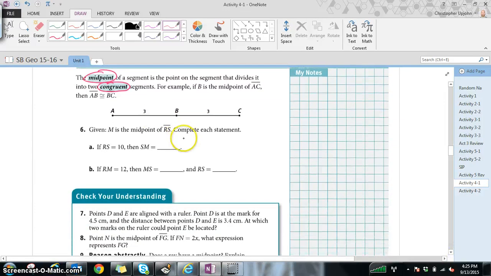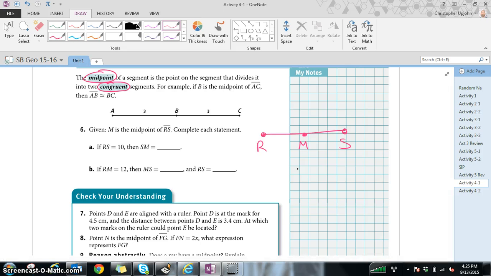So given M is the midpoint of RS, complete each statement. Again, it's something very simple, but I suggest that you write this out. We cut down on our mistakes, and this is not difficult. I don't want us to lose points on something that's pretty simple. So M is the midpoint. We know that this is congruent to this. Remember, you can write it with those tick marks. And we have that congruency statement going a little bit farther than what we really need to.